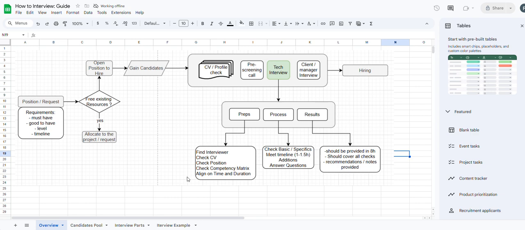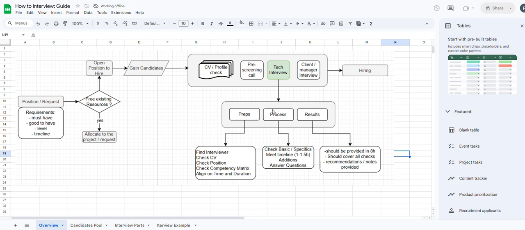Then we need to align on the time and duration. Sometimes a specific position requires us to do a long interview. Some positions require, for example, only 1 hour, and so on and so forth. So here we need to understand what is happening. And first of all, as a part of the preparations for the technical interview, if we have a couple of interviewers in our department, in that case we will need to find the person who will be available for the interview and who will have the specific level that could actually check that request and the candidate for that role.